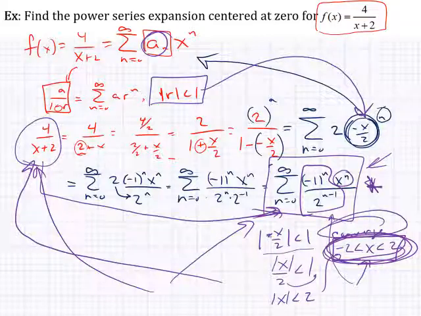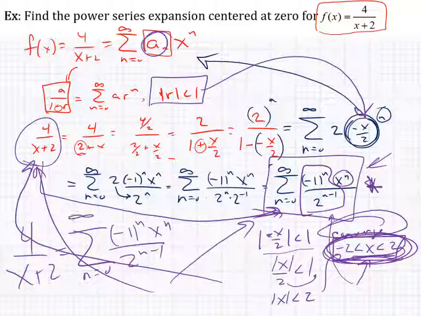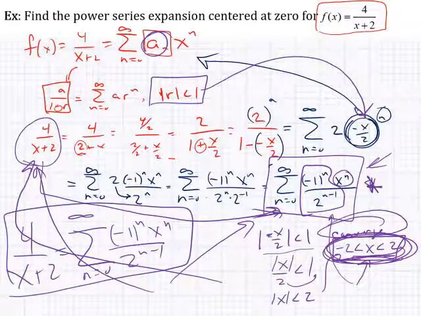But I can only do it with these x's. If I choose any other x, this is not necessarily true. 4 over x plus 2 doesn't necessarily equal this power series, negative 1 to the n, x to the n over 2 to the n minus 1. This will only equal the power series if I use these x's right here. But there's infinitely many of them.